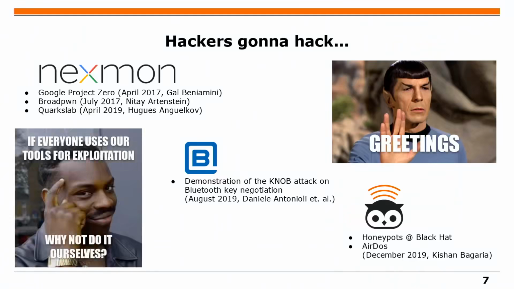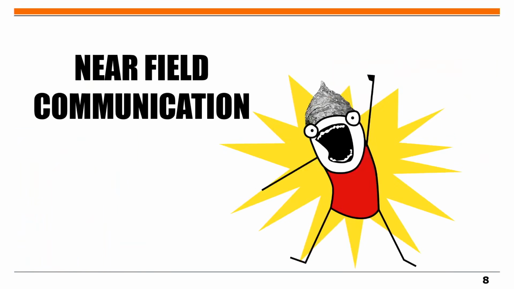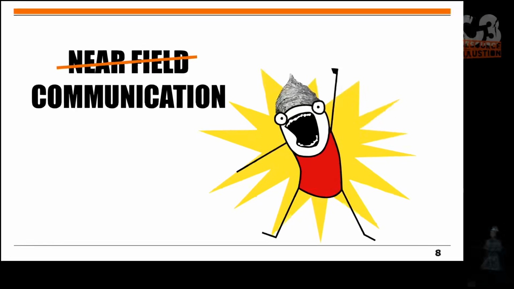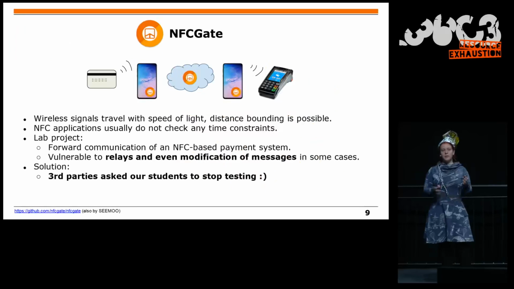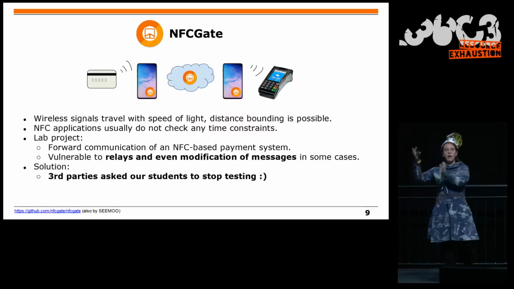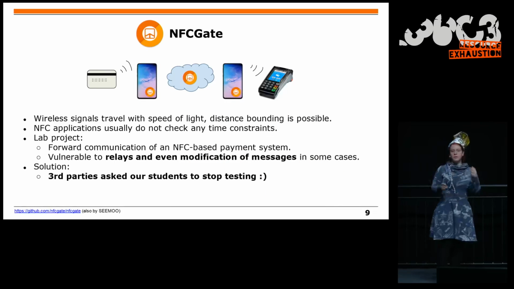And then you might ask yourself, if everybody's using it for exploitation, why don't we just do it ourselves? And we actually did that, even for this very first project, this NFC project. The most important thing you need to know about NFC is that the near field is not really near field. So it's just communication, but it's not near field communication, which means if you are able to forward the communication, so for example, you have your credit card and then a smartphone with NFC, you could forward it over the cloud or some server, and then to another smartphone, and then to the payment terminal.